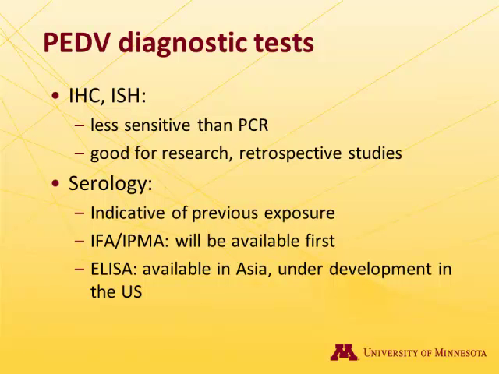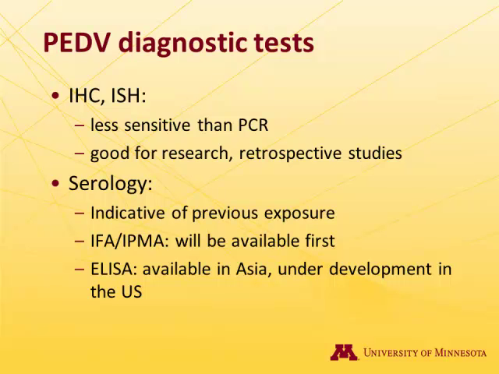So that was immunohistochemistry. We can also do in situ hybridization. Those techniques are going to help, but they are typically less sensitive than PCR. So again, we are going with PCR for routine diagnostics, but it's good to have immunohistochemistry for research, for retrospective studies, and also if we want to receive samples that for some reason are fixed and we don't have the unfixed samples.